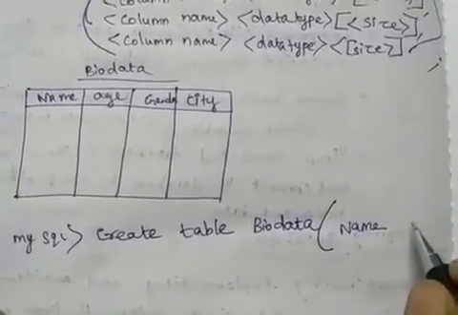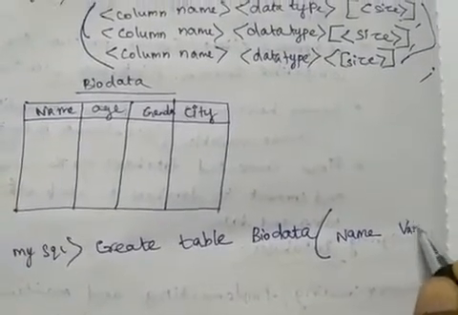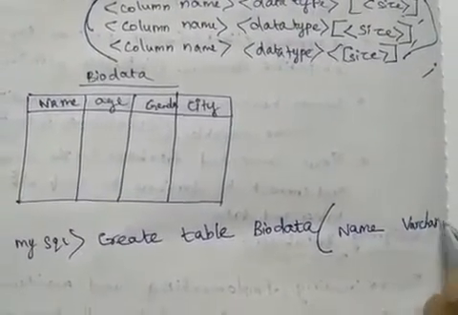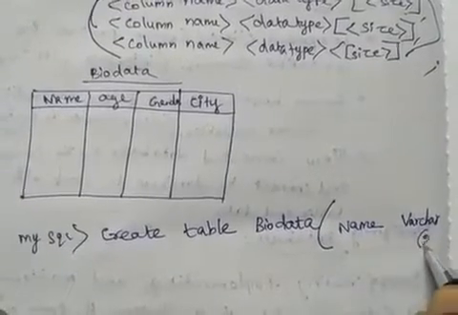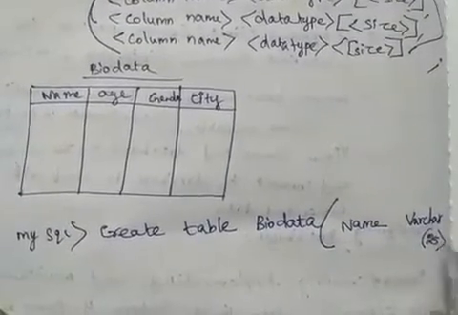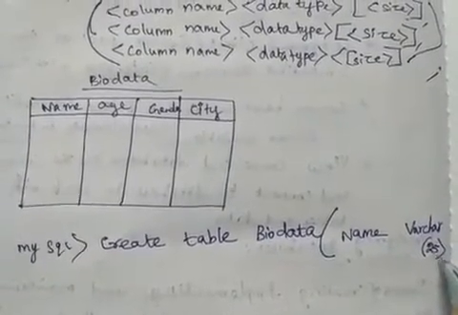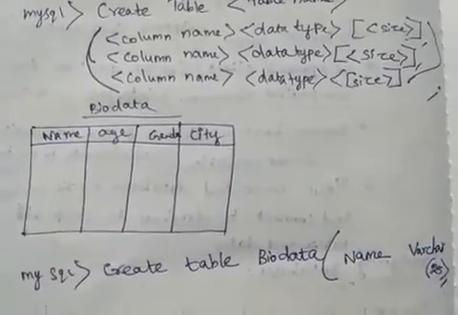And what is the data type? Varchar or char we can specify. Varchar of how many letters in name? 25 or 30 or 40, whatever the size of the character we can specify. Then the separator, we have to use a comma.